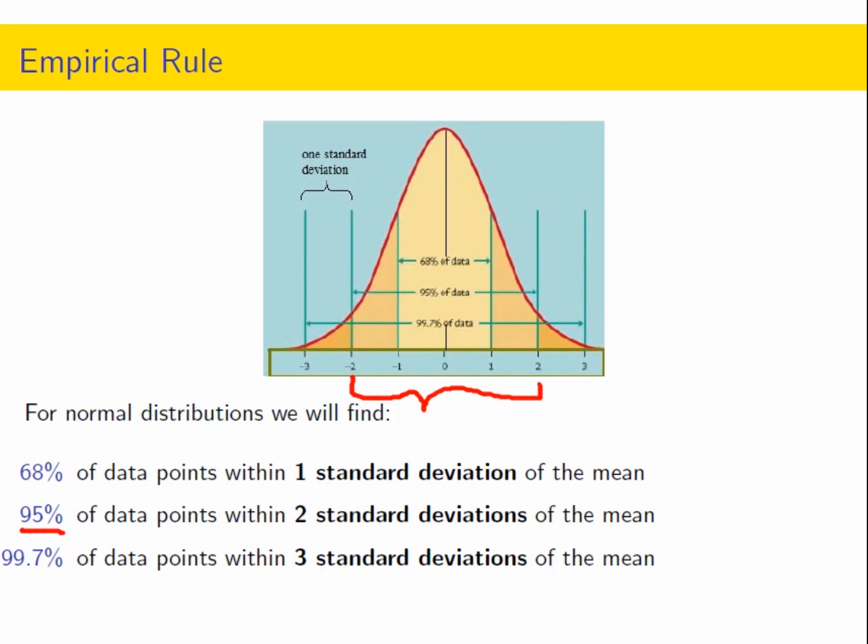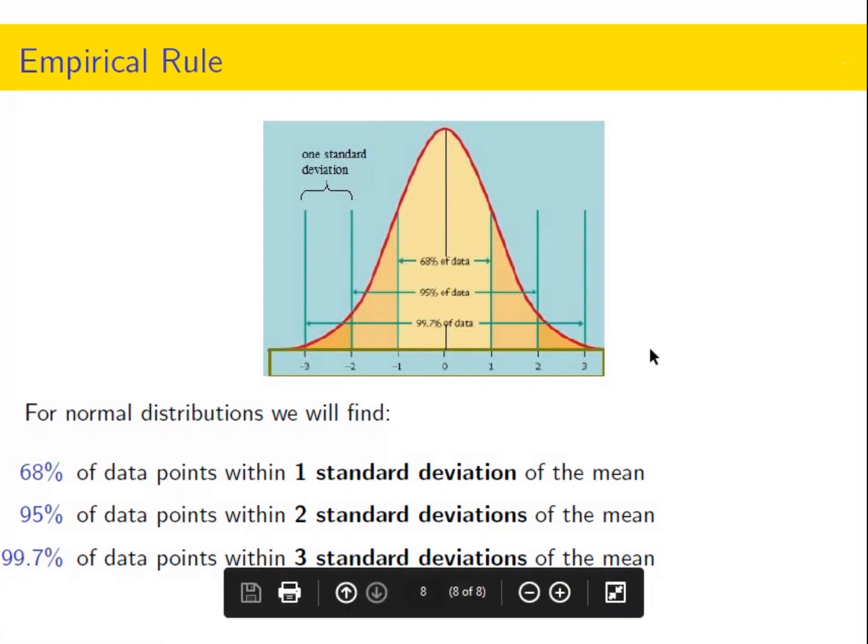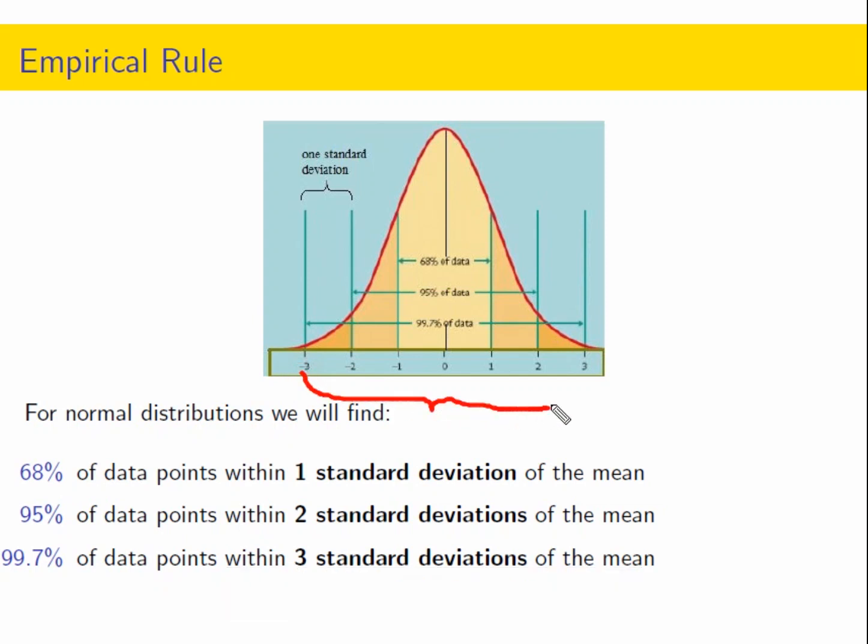And now we have the 3 standard deviations away from the mean, and if I go out to 3 standard deviations below to 3 standard deviations above, I capture 99.7% of all the data. So that's the empirical rule.